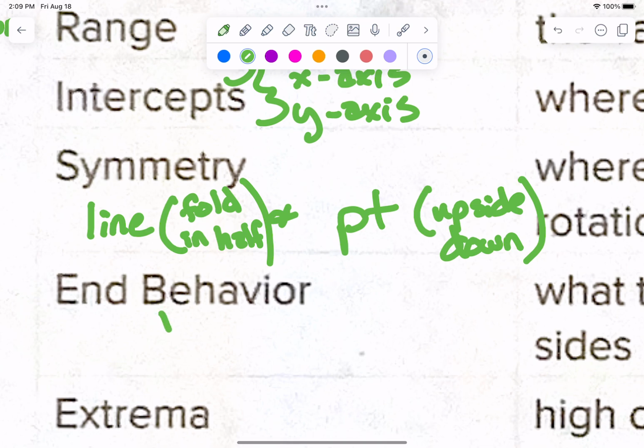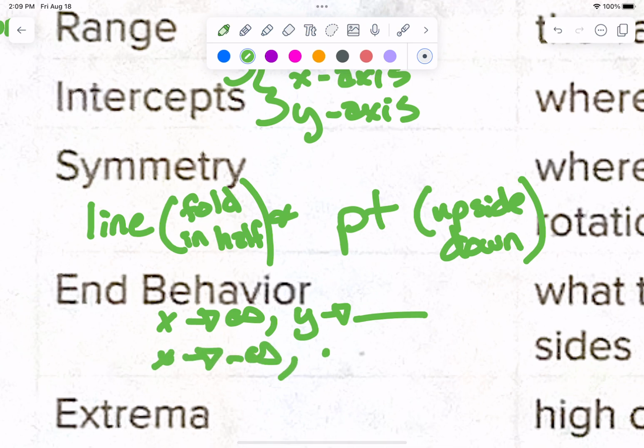End behavior. As x goes to infinity, the y coordinate is doing something. We've got to fill that in. As x goes toward negative infinity, the y's are doing something. We were doing this in calc today. We were doing limits, but they're related to end behavior, so it's a little bit harder. Okay, so x goes to infinity, y goes to blank, x goes to negative infinity, y goes to blank.